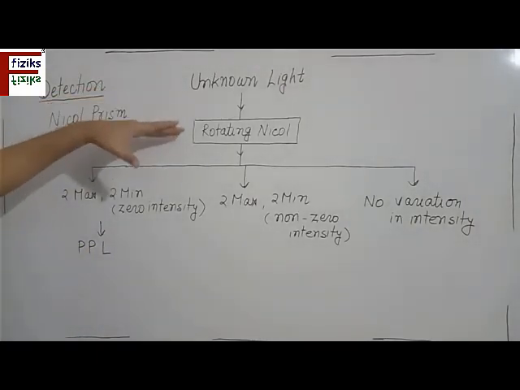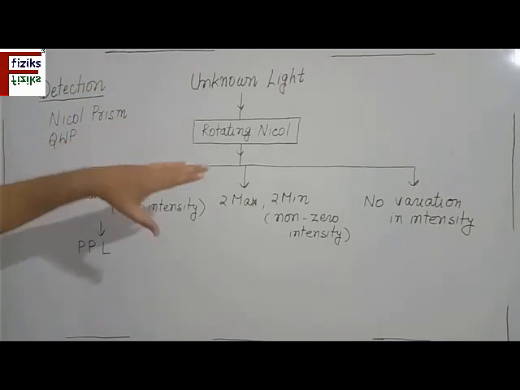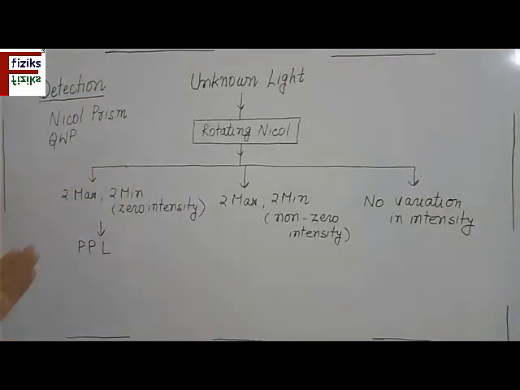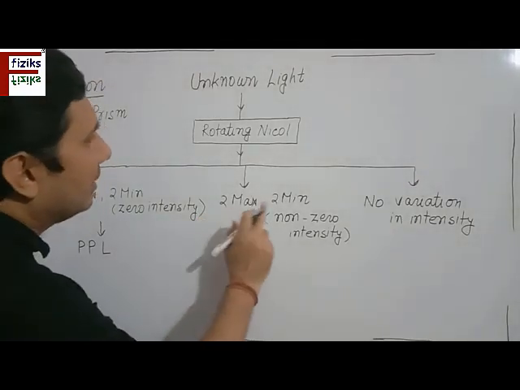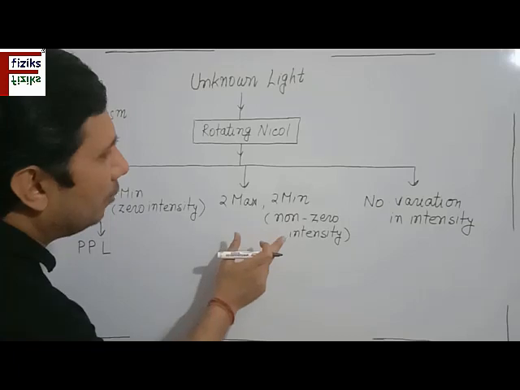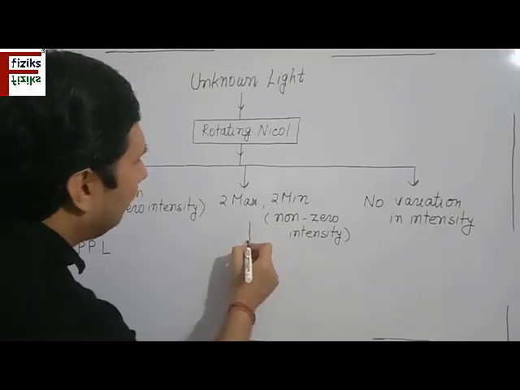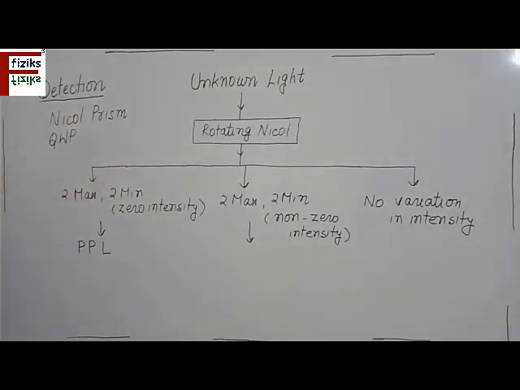When unknown light is passed through rotating Nicol, and on the other side of rotating Nicol we are getting two intensity maxima and two minima during one rotation with zero intensity, then the given light or unknown light is 100% PPL, plane polarized light. There is no other possibility here. But in this case, if we are getting two maxima and two minima, and this minima is of non-zero intensity, we can have three possibilities.